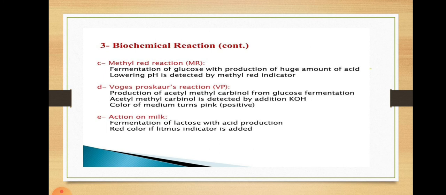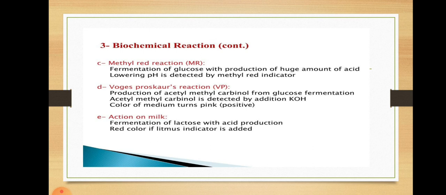The next biochemical reactions are the methyl red test and the Voges-Proskauer test. In the methyl red test, the organism ferments glucose with production of a huge amount of acids, which lowers the pH and is detected by methyl red indicator. Simultaneously we test the Voges-Proskauer test, where production of acetyl methyl carbinol from glucose fermentation can be detected, as in the presence of KOH the color of the medium turns pink.